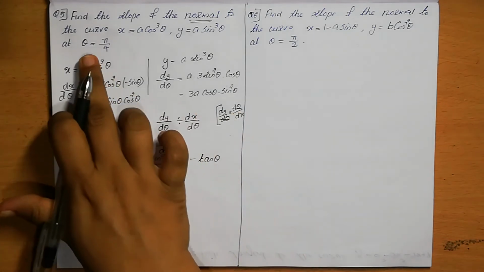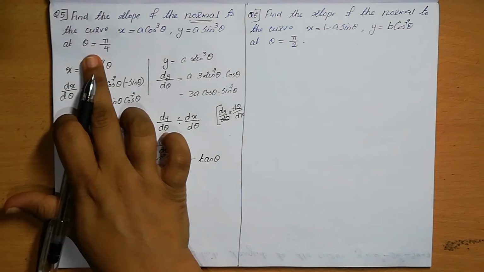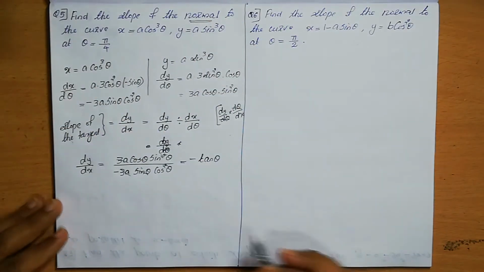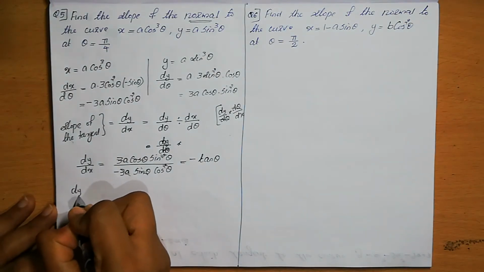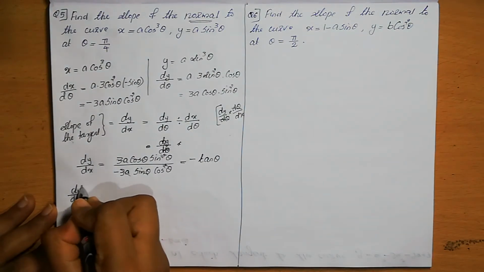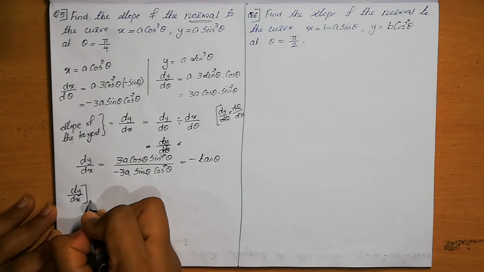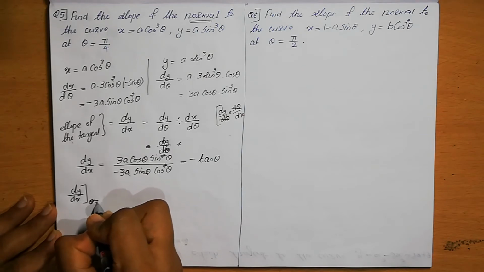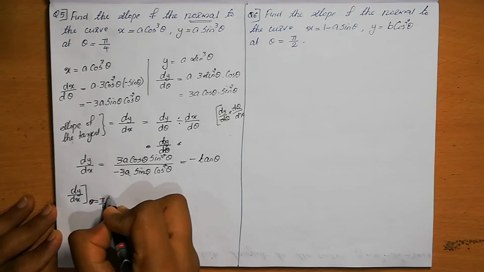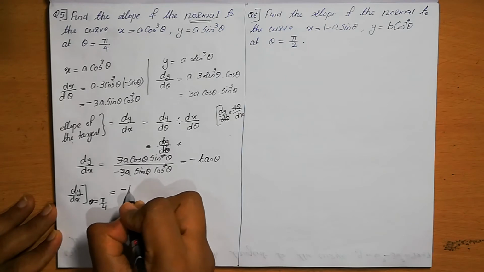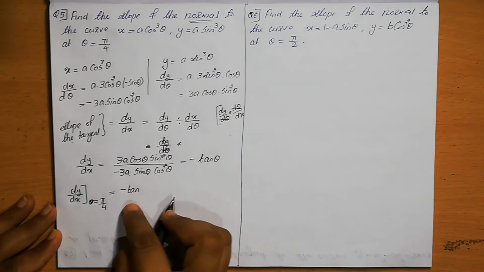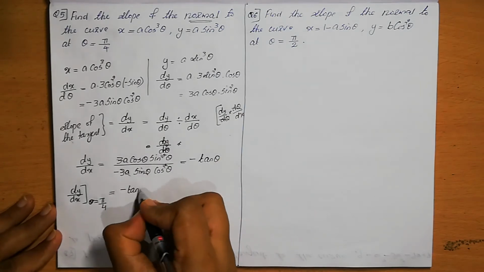Next we need to find at theta equal to pi by 4. We are going to find the slope of the tangent. That means dy by dx at theta equal to pi by 4. That means minus tan, and instead of theta what can I write? Pi by 4 I can write.